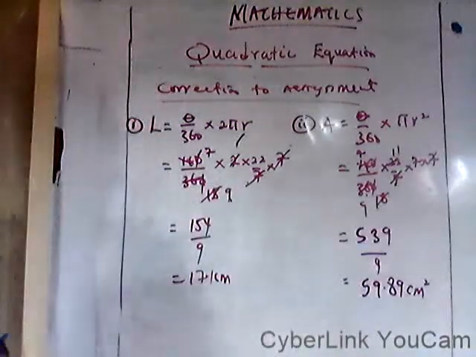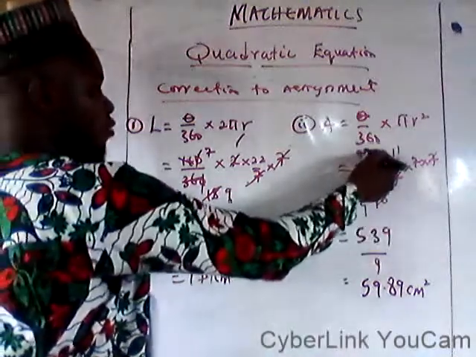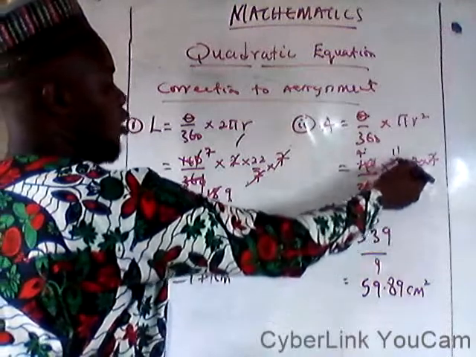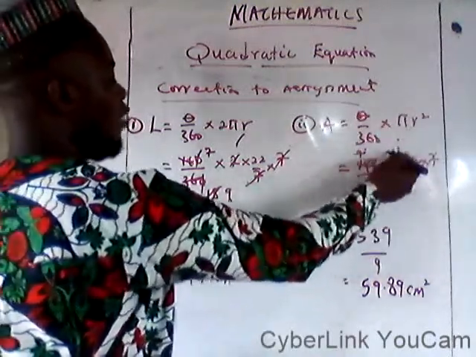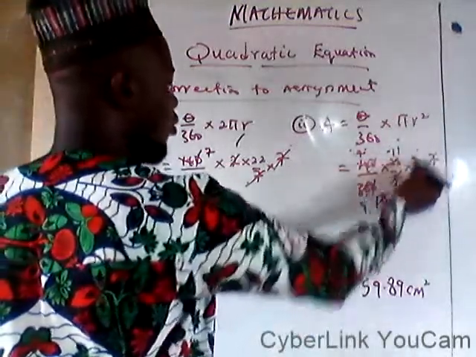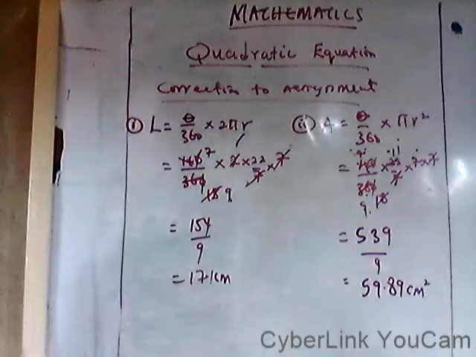From that, your 7 will cancel 7. Then 0 will cancel 0 here, 2 here is 7, 2 here is 9, 2 here is 18, right? Then 2 here 11, 2 here 9. So what you have left is now 7, 11, and 7. So 7 times 11 is 77, times 7, that is what? 539. And divided by 9, you are going to get 59.89 centimeter square.